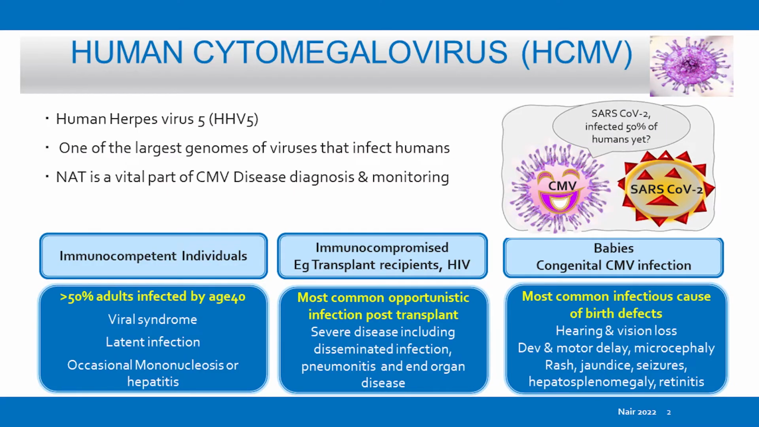However, because of its ubiquitous nature, it is the most common opportunistic pathogen in people with organ transplants, and also causes issues with people with many different immunodeficiency conditions. And what's really intriguing is that it is the most common infectious cause of birth defects in babies, causing all sorts of problems ranging from vision loss to hearing loss and developmental delays.